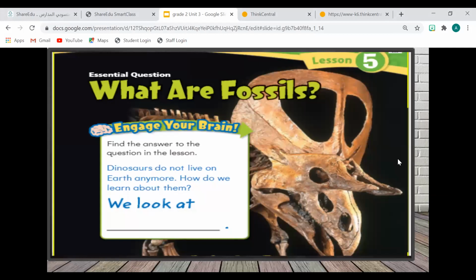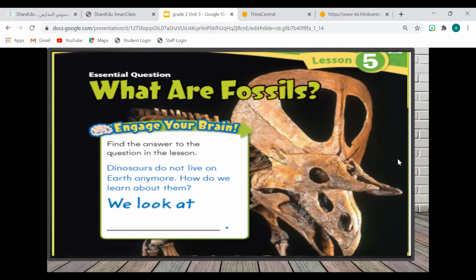Yesterday we said that dinosaurs are not alive on Earth anymore. So they are extinct. And we learned that extinct means that the animal is no longer living. There are no more dinosaurs at all. And how do we learn about them? We can learn about them when we look at their fossils. So this bone or skeleton or the shape of the dinosaur you see is a fossil.